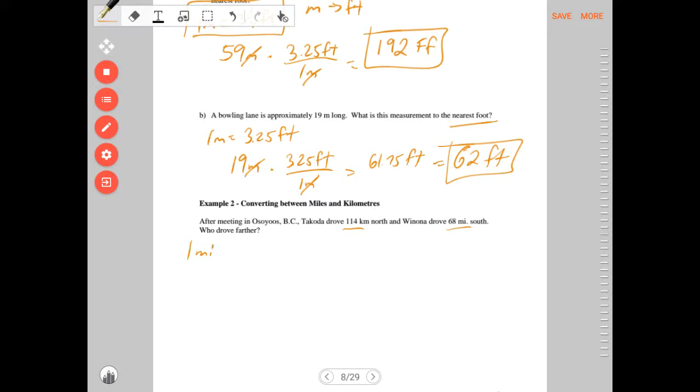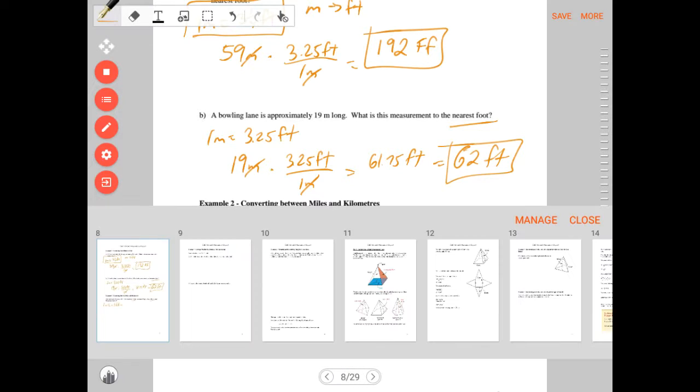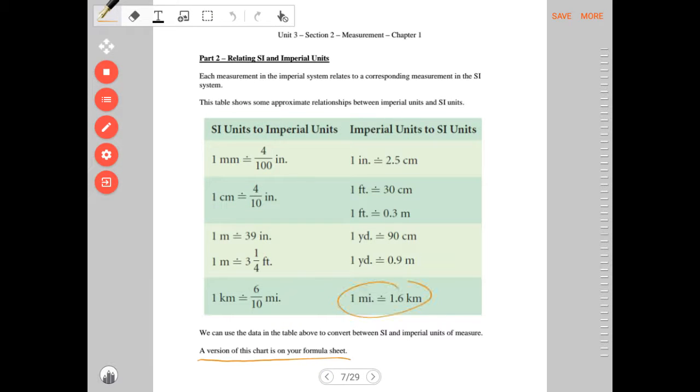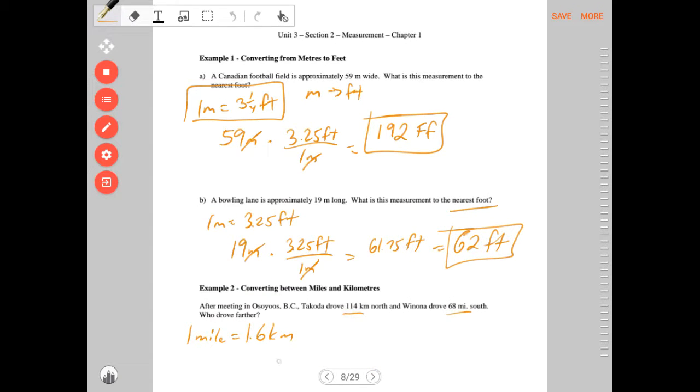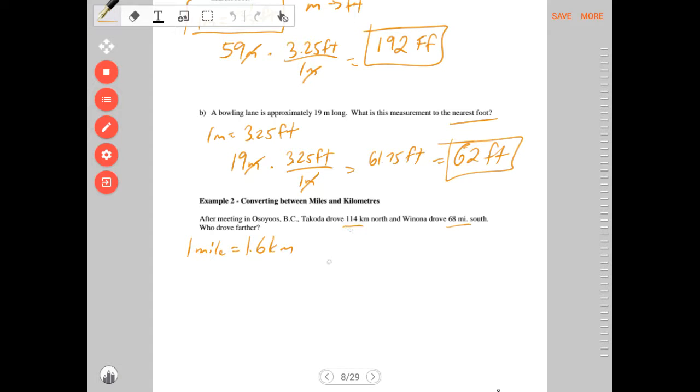1 mile is 1.6 kilometers. I'm using that conversion. If we use the 114 kilometers for Dakota, I want the kilometers to cancel and I want the miles, so we go 1 mile divided by 1.6 kilometers. See how the kilometers cancel? So I go 114 times 1 divided by 1.6. That works out to 71.25 miles. It doesn't say what to round to because it doesn't matter. We just need to know who drove further. Dakota drove 71 miles. Winona only drove 68 miles. So Dakota drove further.